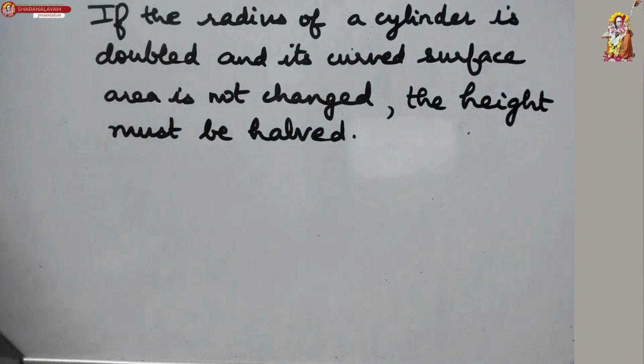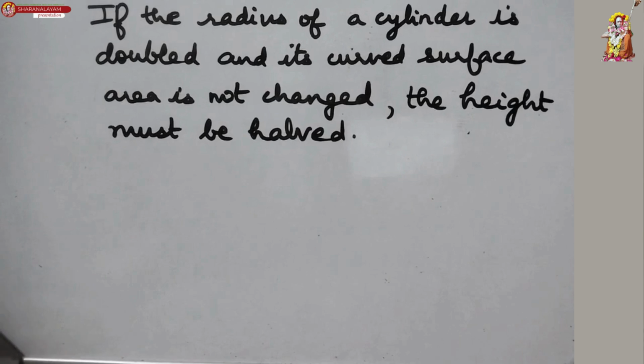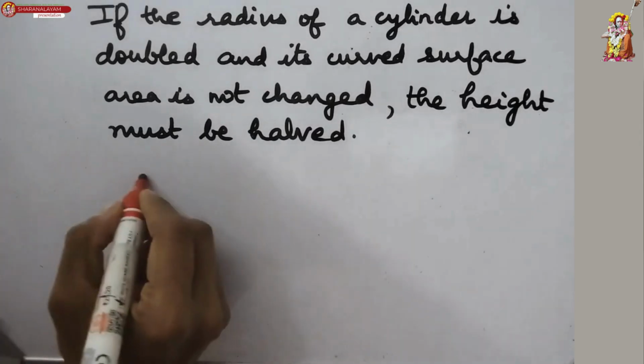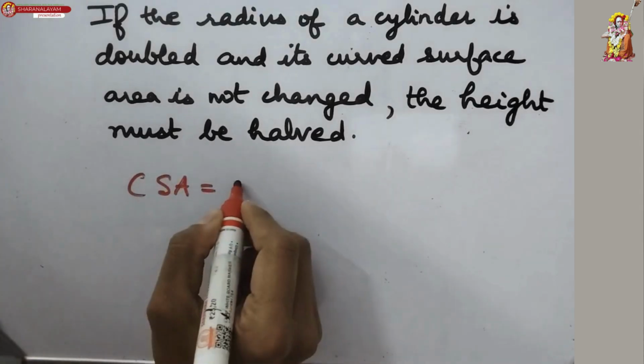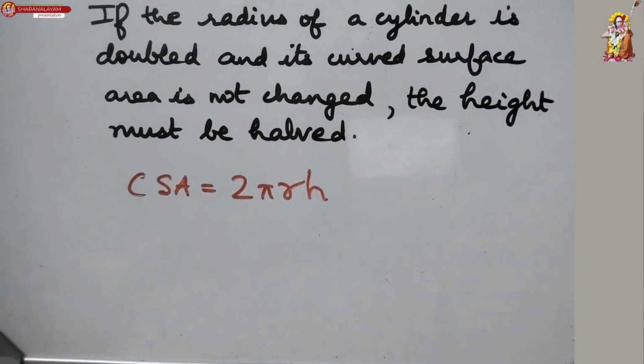Next question. If the radius of a cylinder is doubled and its curved surface area is not changed, the height must be half. We have to check whether this statement is true or false. Let's see. Now we know the curved surface area of a cylinder, that is CSA, is 2 pi RH, right? Where R is the radius and H is the height of the cylinder.